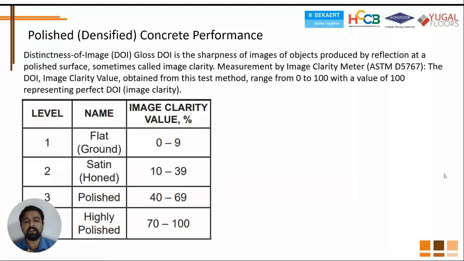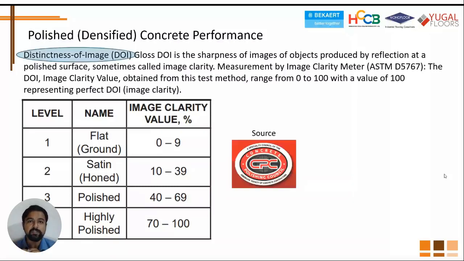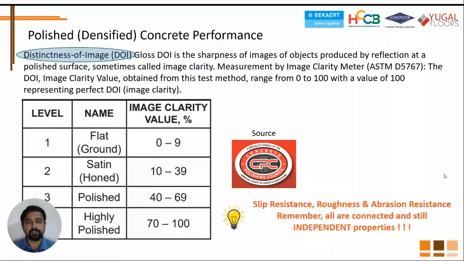This is derived from the Concrete Polishing Council from the US, and this is how you can specify performance of concrete when it comes to the aesthetic appearance or the densification or quality of polishing. There are other properties also that are important: the slip resistance, the roughness, and abrasion resistance.